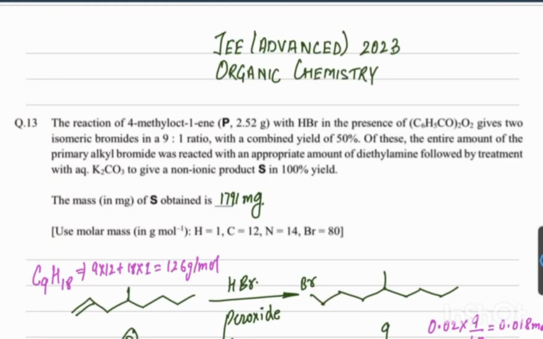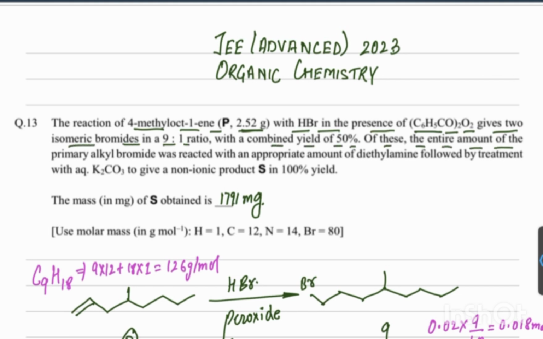So hello everyone, today we are going to discuss a question from JEE Advanced 2023, which is from organic chemistry, and it is a Paper 2 question. In this question, what has been asked is: the reaction of 4-methyl oct-1-ene having the mass 2.82 gram with HBr in the presence of (C3H5CO)2O2 gives two isomeric bromides in the ratio 9:1 with a combined yield of 50%.